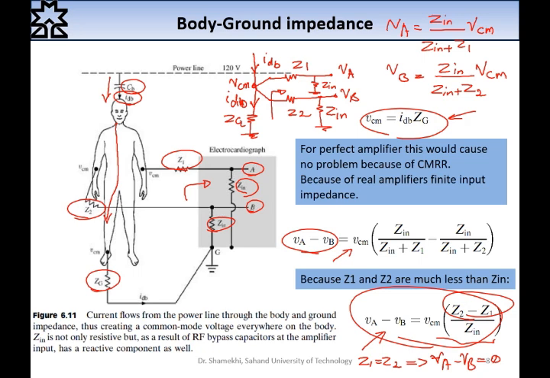But if we use different electrodes on each hand here, Z1 and Z2 will not be the same. Therefore, we will have bad interference on our input terminals of the op-amp.